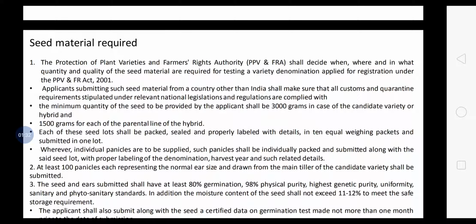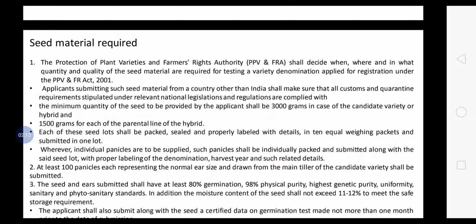Wherever individual panicles are to be supplied, such panicles shall be individually packed and submitted along with the said seed lot with proper labeling of the denomination, harvest year, and such other related documents. At least 100 panicles, each representing the normal ear size and drawn from the main tiller of the candidate variety, shall be submitted. The seed and ear submitted shall have at least 80% minimum germination, 98% of physical purity, highest genetic purity, uniformity, sanitary and phytosanitary standards.